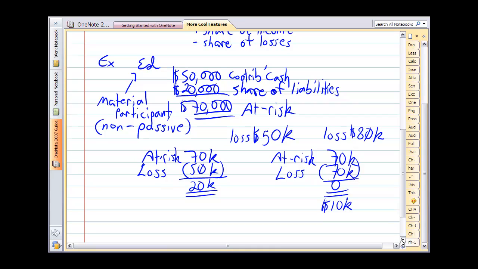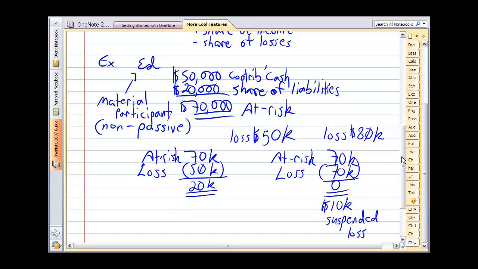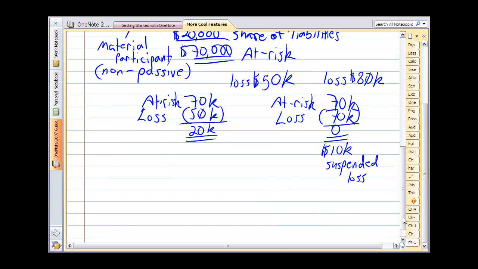What's going to happen to that? He doesn't lose it forever, but that amount turns into a suspended loss, and it'll carry over to future years until he has enough at-risk amount to cover the $10,000. So it'll be suspended until he increases his at-risk amount, and that can either happen with additional property contributions, future profits in the business, or an increase in share of liabilities if they take on more partnership debt. But that's generally how it works.